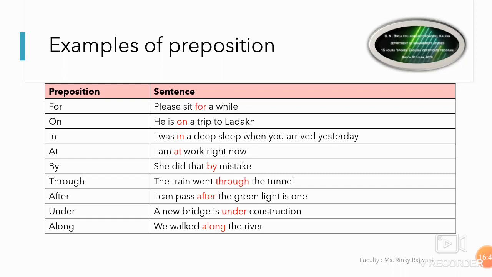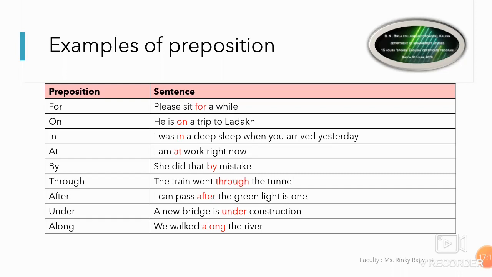Say for example, for. How is for placed before a noun or a pronoun? Let's see. Please sit for a while. See, it is smartly placed before. So, for a while. Then on. He is on a trip to Ladakh. Again, see, on is placed. So it expresses the relationship.